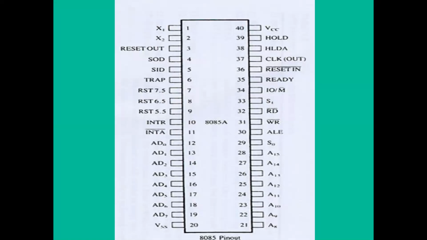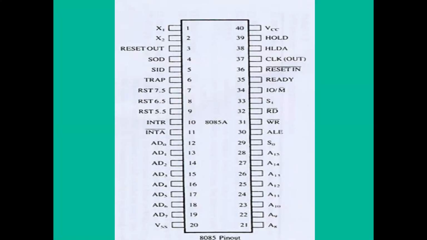So I have discussed last day that 3 buses are there, 3 types of buses. One is the data bus, another is the address bus, and third is the control bus. Through the data bus, data will be transferred; through the address bus, address will be transferred; and through the control bus, control signals will be transferred.